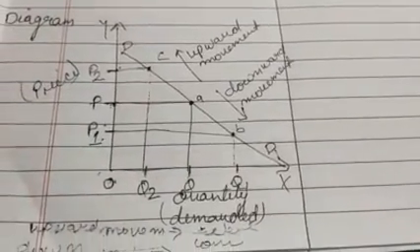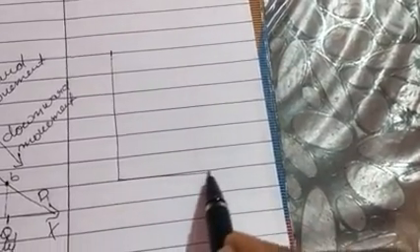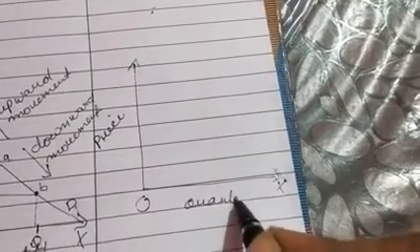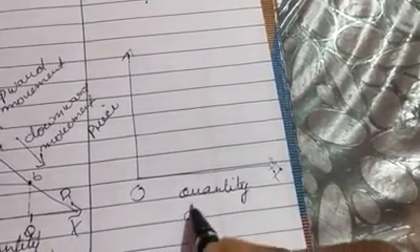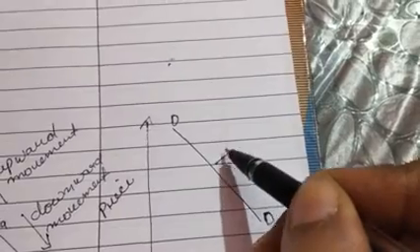So this is your diagram of movement along the same demand curve. Okay. Now we'll draw the diagram of increase in demand, shift in demand. Shift in demand diagram is easy because here you will not show the price and quantity, but labeling we have to do. Quantity demanded.